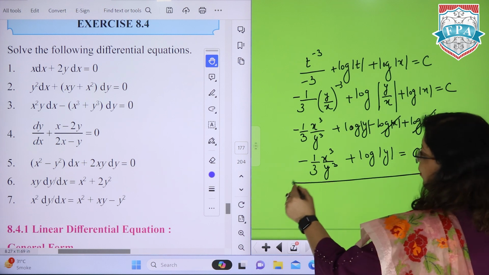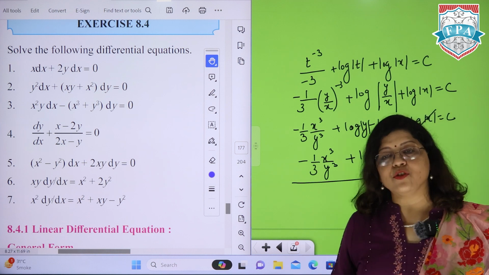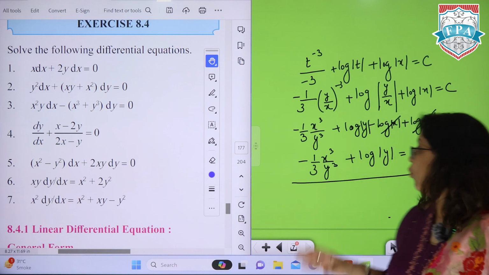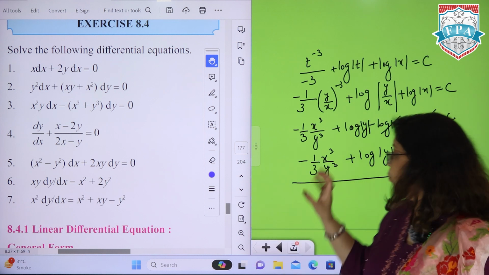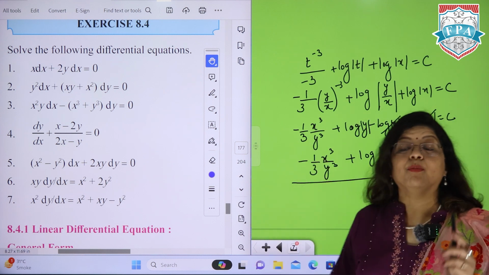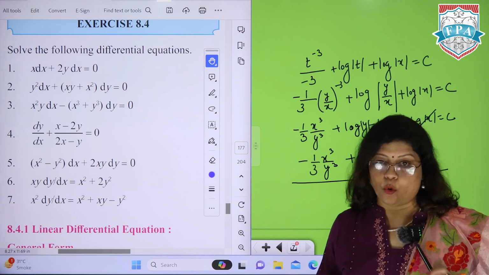So you can leave the answer at this level. You can also assume this c as log c, so then your y and c will come to one side, and then you can get yc is equal to this value also. Both things are acceptable by any of the boards.